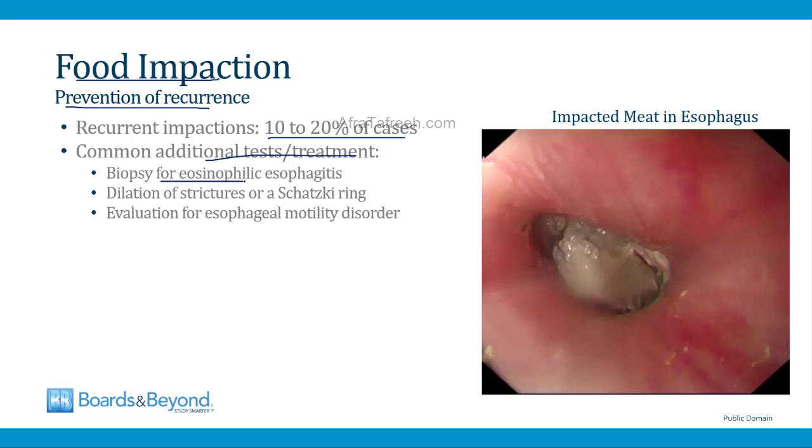So a biopsy for eosinophilic esophagitis can be done. If you identify a stricture or a Schatzki ring on endoscopy, that can be dilated. And then in patients in whom the endoscopy appears entirely normal, they are often evaluated for an esophageal motility disorder. And hopefully this all makes sense to you after what we've been through now. All these things predispose to food impaction, and so in a patient who has had one episode, you want to check for these and treat them if they're found.